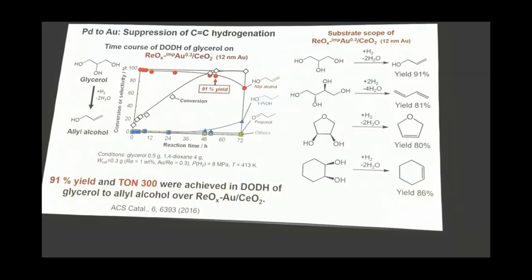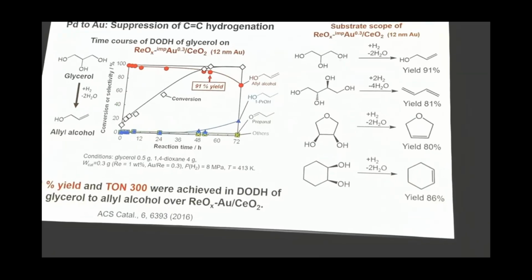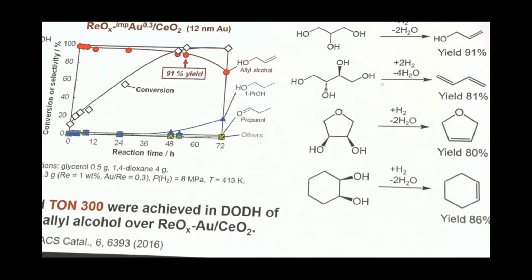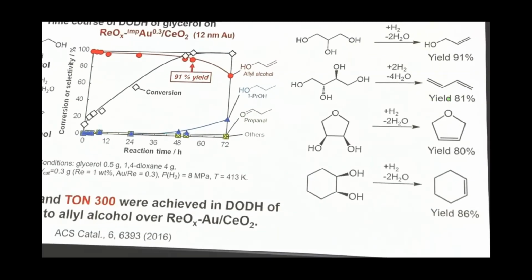The disadvantage of palladium is that the C=C double bond is hydrogenated to the C-C single bond. Therefore, we use gold for suppression of the C=C double bond hydrogenation. For example, glycerol can be converted to allyl alcohol in a very high yield, and erythritol can be converted to 1,3-butadiene, and 1,4-dihydroxy ketone can be provided with the hydrogen and so on.